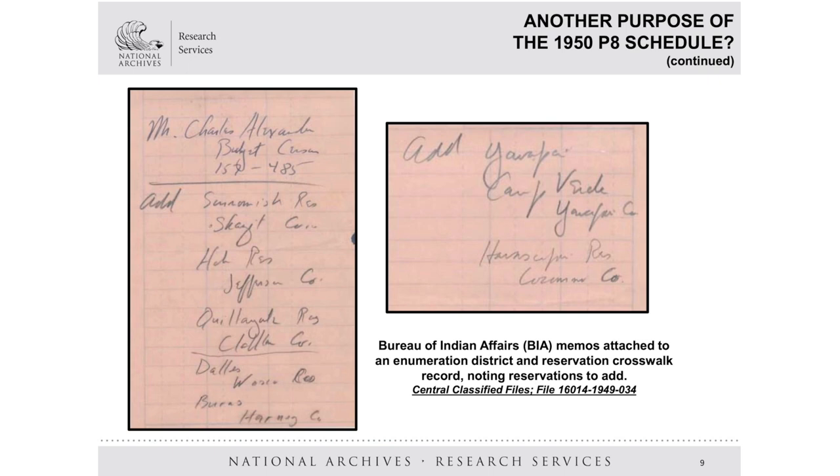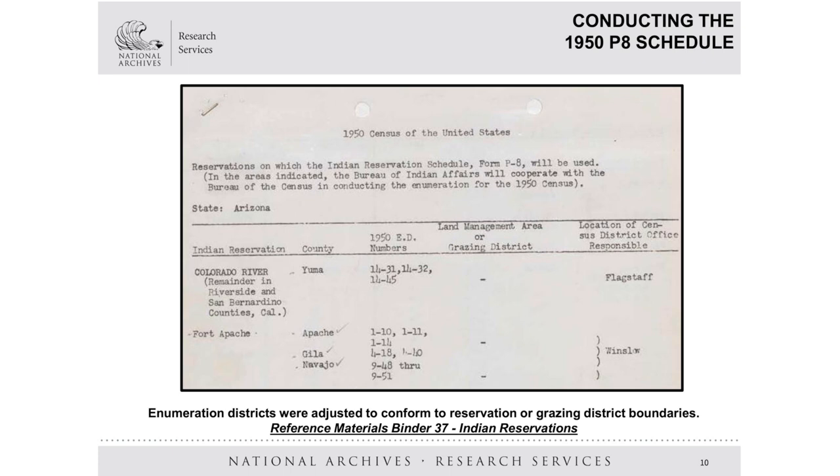So I just mentioned enumeration districts. Let's touch on that for a bit now. Both the Census Bureau and the BIA agreed that conforming enumeration districts, EDs, to reservation boundaries would ease the process. This wasn't an entirely novel approach. In 1930, the two agencies had collaborated to split up areas when deciding where BIA staff would conduct a census, and in some cases, even then, had conformed EDs to BIA grazing districts.